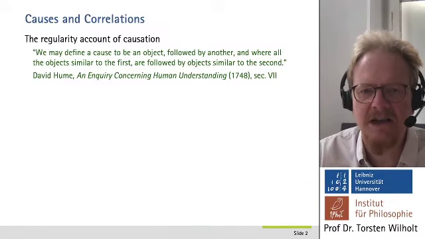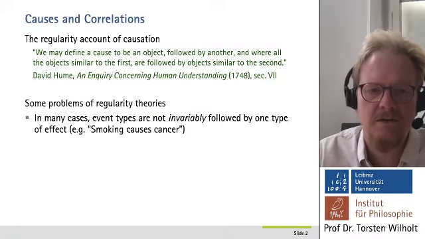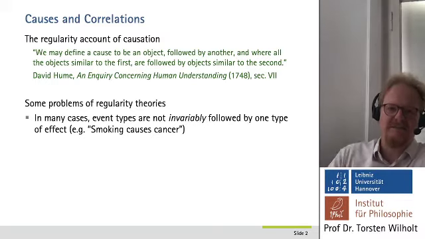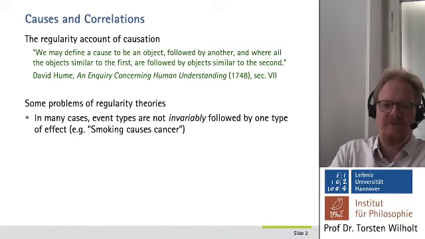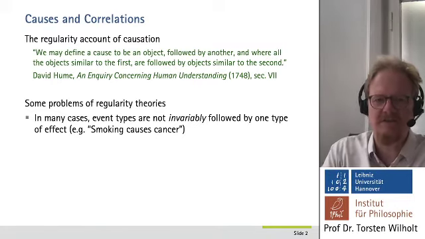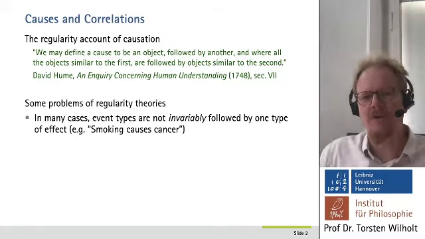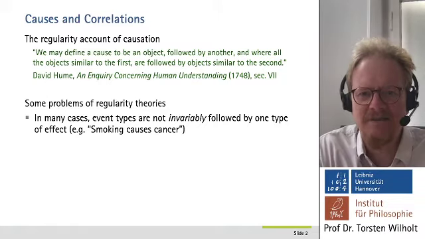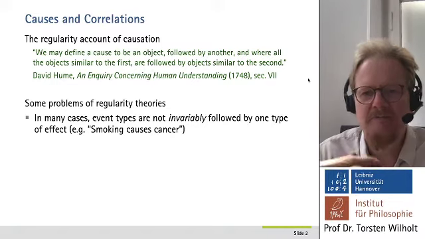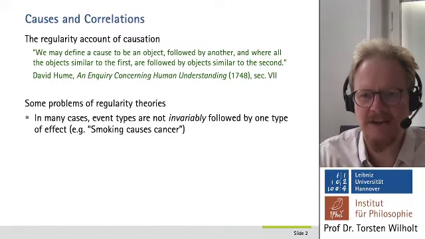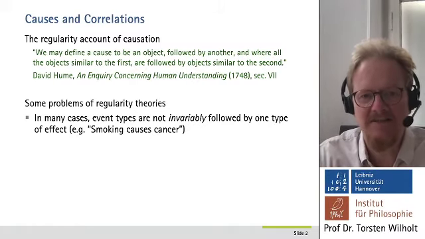These kinds of accounts have problems. First of all, in many cases, event types are not invariably followed by one type of effect. For example, we say that smoking causes cancer, but it's not the case that smoking is always followed by cancer. And this is a feature of many causal relations that are of great concern to us, that they are not invariable associations.